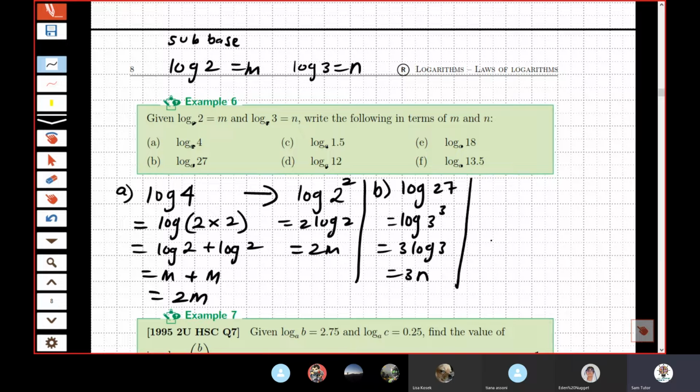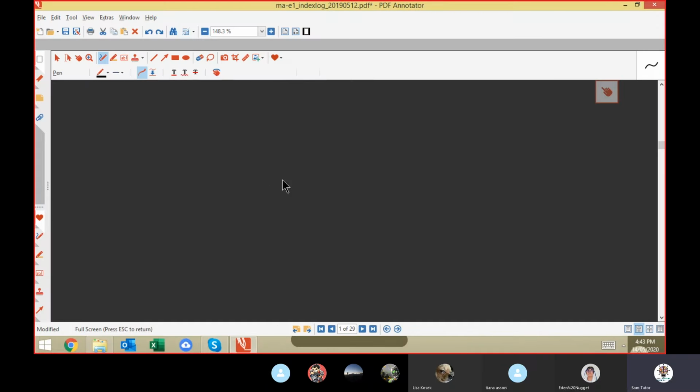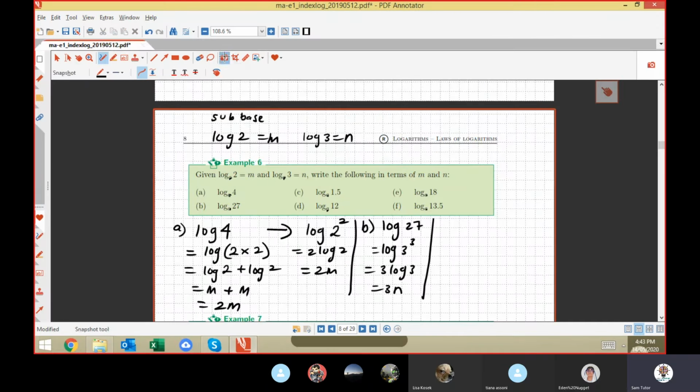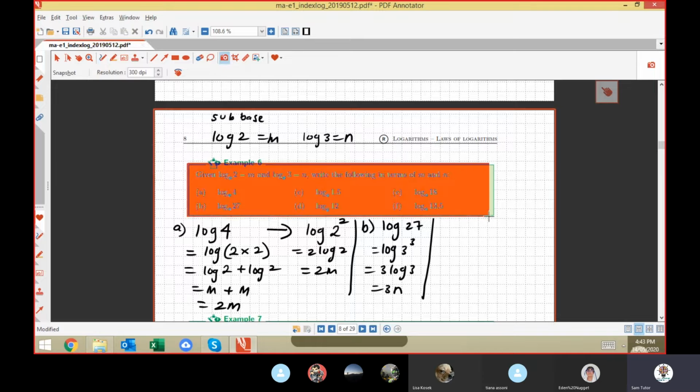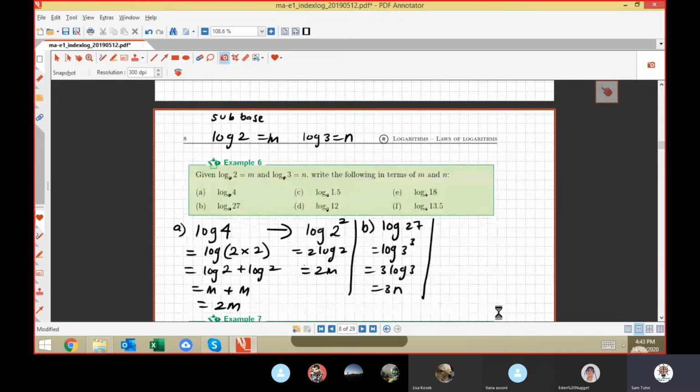And another one. What I'll do, because it looks like I'm running out of space here, I'll rather start a new page. I'm just moving it.